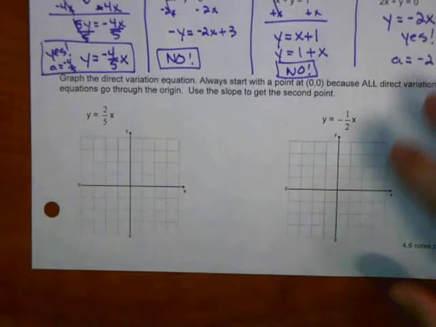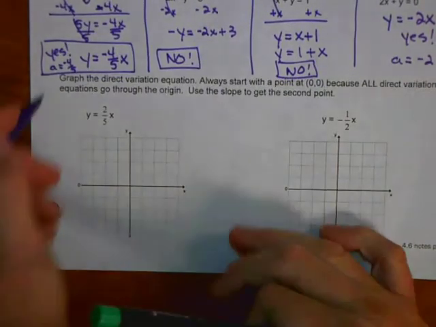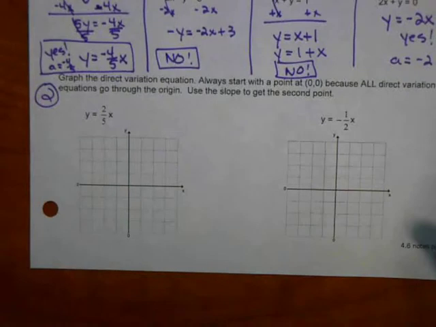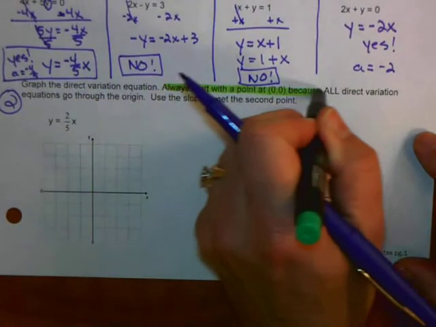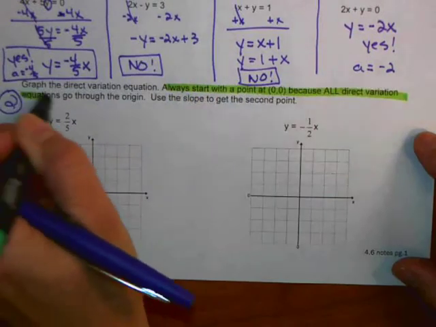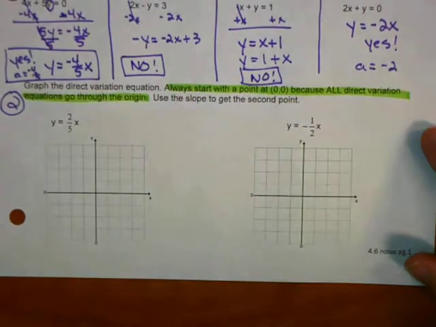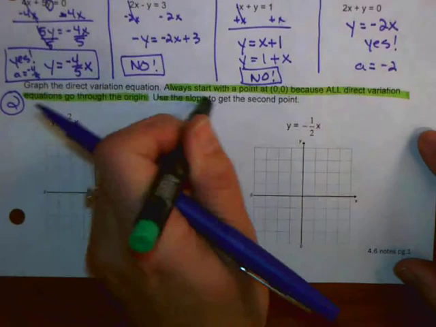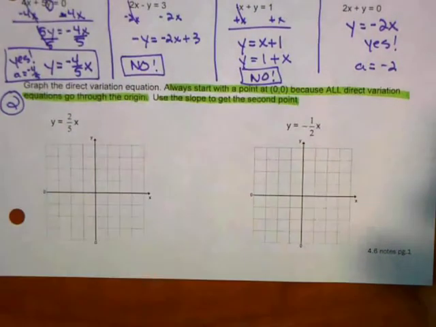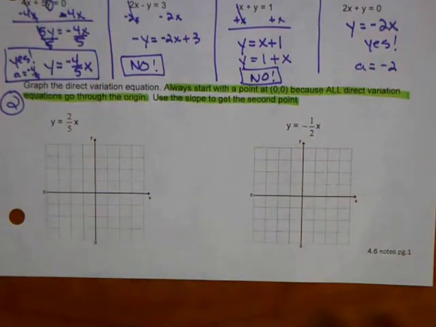All right. Graph the direct variation equation. This is the second thing you're going to have to do on your homework. Always start, highlight this, always start with the point 0, 0, because all direct variation equations go through the origin. Always start with that point. And then use the slope to get the second point.